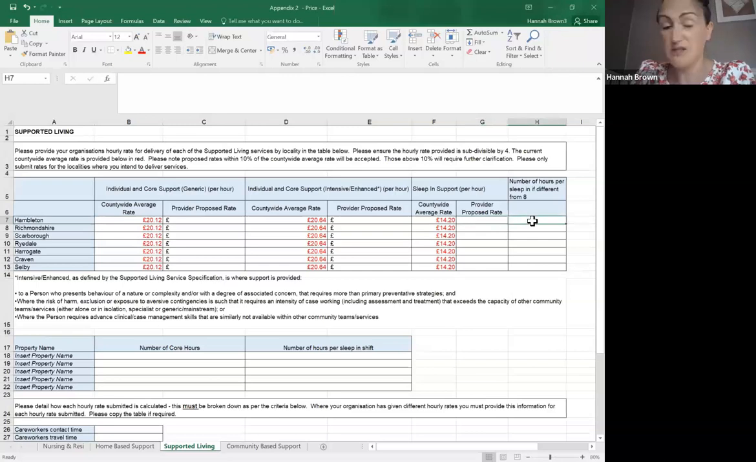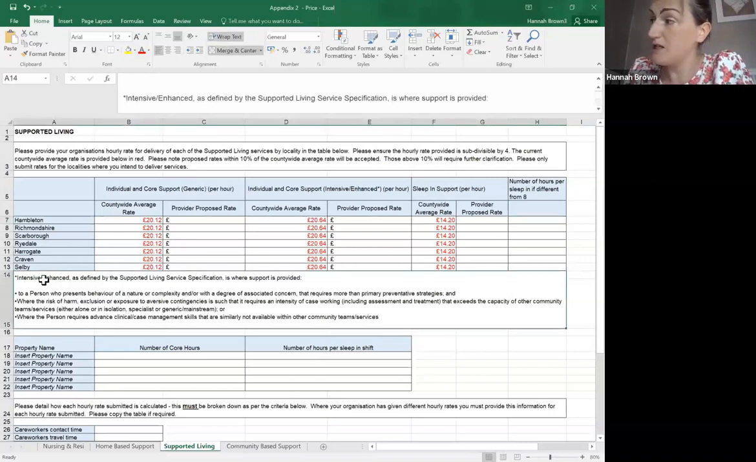And then we're asking you to just state the number of hours that you deliver as part of your sleep-in, if that varies from 8, which is fairly standard across the county. So if that differs, we just need you to specify that there. We've provided a county-wide average rate of the current rates for supported living. The reason we haven't broken it down by locality is that there was negligible variance across the county, so we provided that county-wide average rate there.